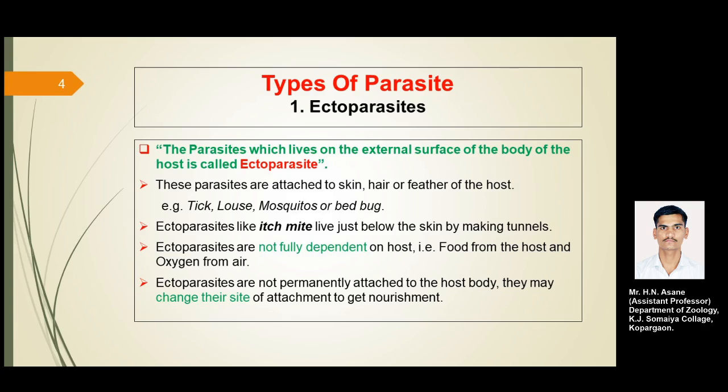An example is head louse. Ectoparasites like mosquito and bed bugs suck the blood from the human skin, and there are some ectoparasites which live just below the skin by making tunnels, residing below our skin, and the example of that parasite is itch mite. Ectoparasites are not fully dependent on the host. This is a very important statement.